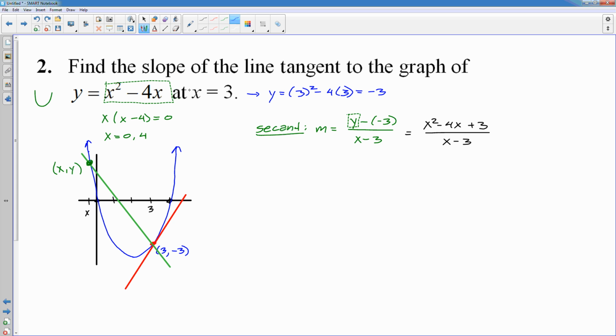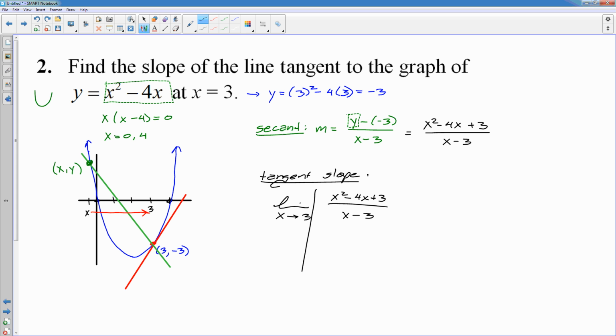I want to know what the tangent slope is. And the way we turn the secant into the tangent is we look at the secant slope, and we want to know what happens as the x coordinate gets closer and closer to 3. And there's your tangent. So my tangent slope is going to be the limit as x approaches 3 of my secant formula, x squared minus 4x plus 3 over x minus 3.